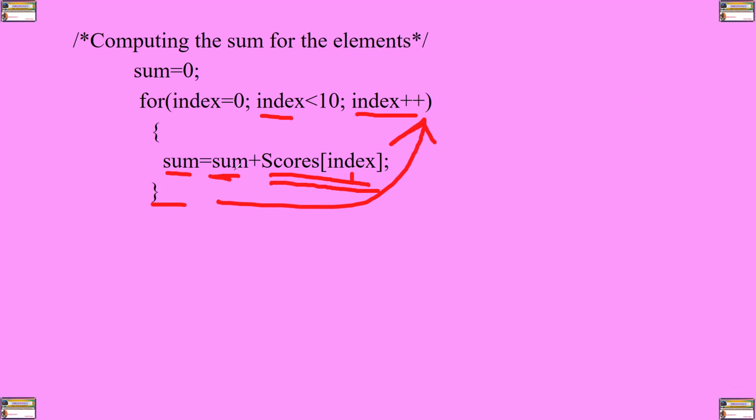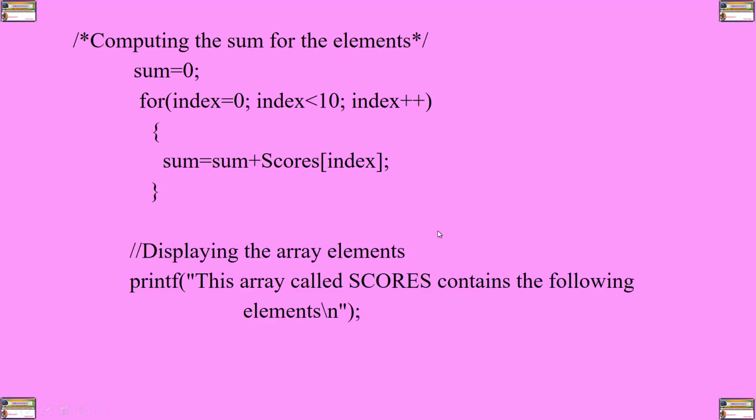And that will continue until the value of index is 10. When it finds out that 10 is not less than 10, it will skip this for loop. By then, all the elements will have been added, and the result is stored in sum. Then the next statement is to display the array elements.